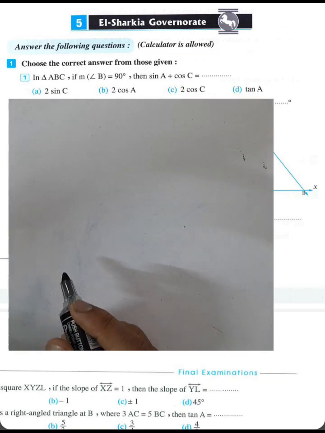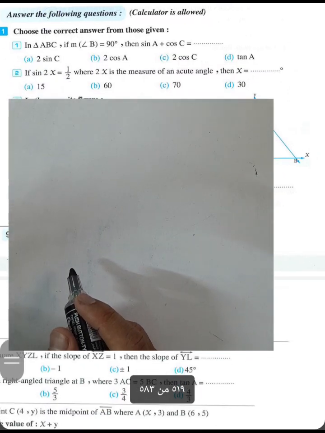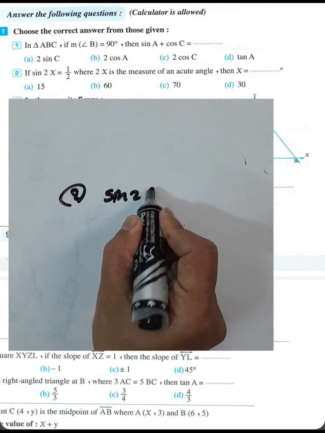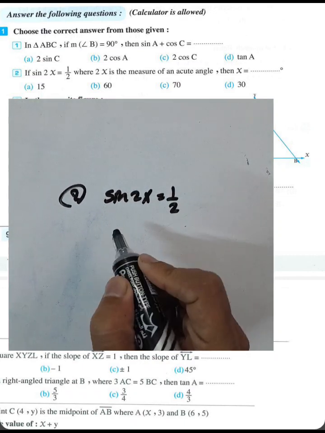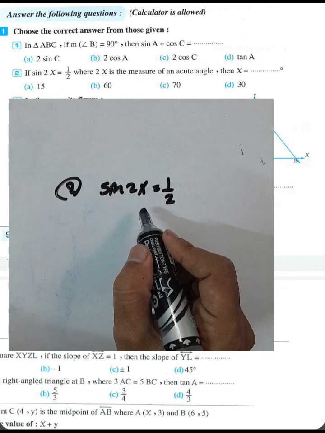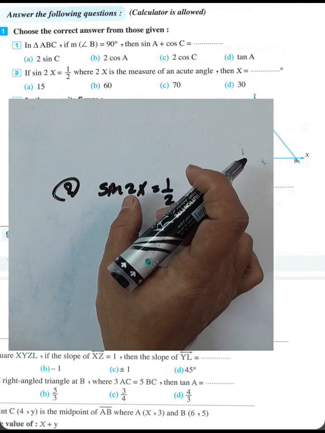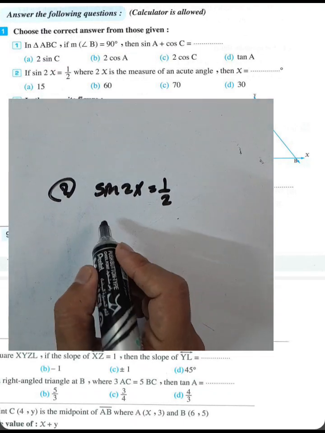Next, question number 2. If sine 2x equals half, and 2x is a measure of an acute angle, you want to find the measure of angle x, or x equals what? We know sine of what equals half.